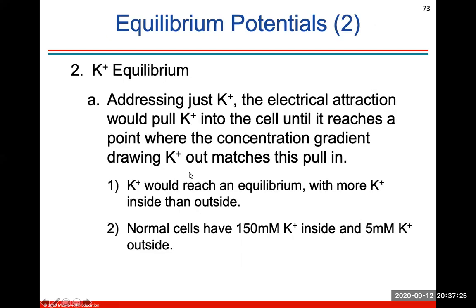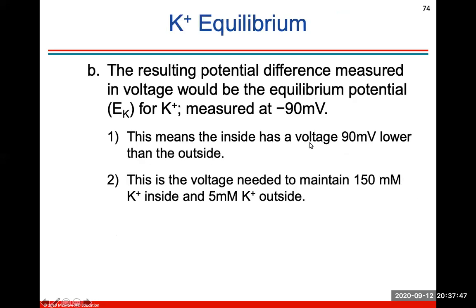Potassium equilibrium: the electrical attraction would pull all the potassium into the cell until it reaches a point where the concentration gradient drawing potassium out matches the pull in. So normal cells just have about 150 of potassium inside the cell and 5 outside the cell. So again, we have an equilibrium of more potassium inside the cell.